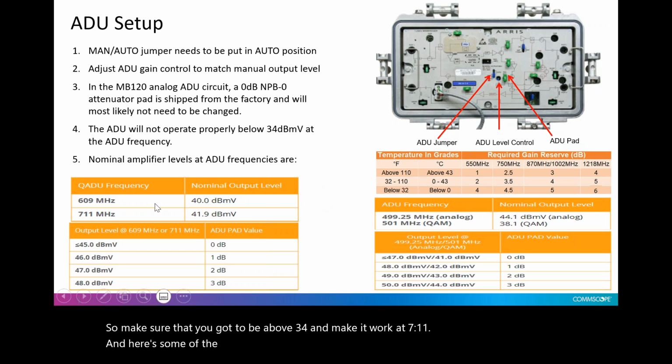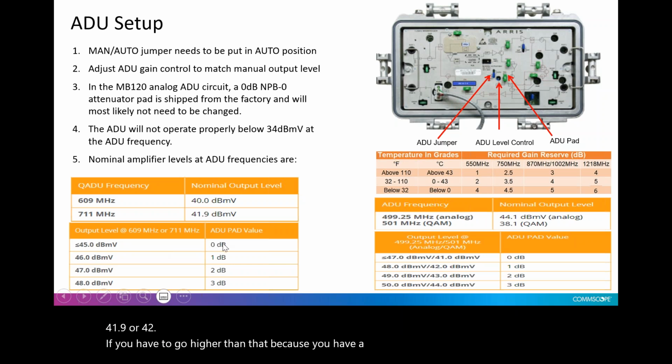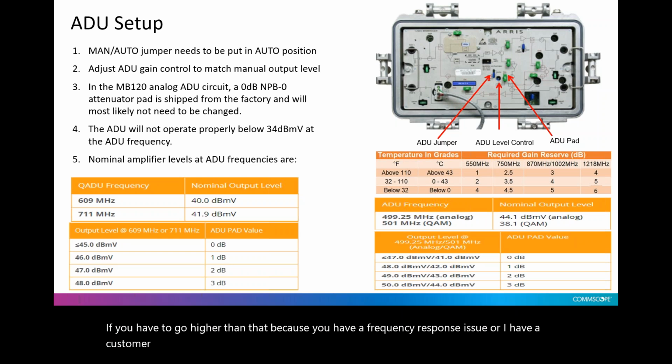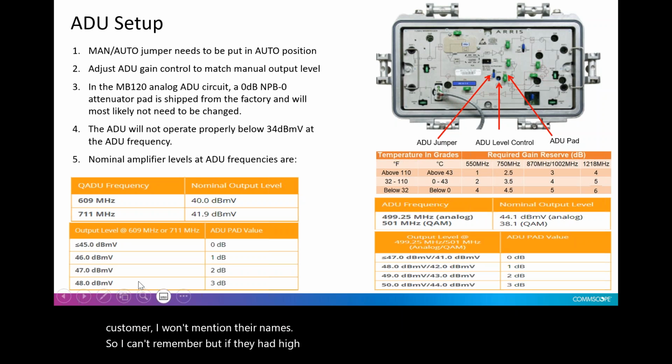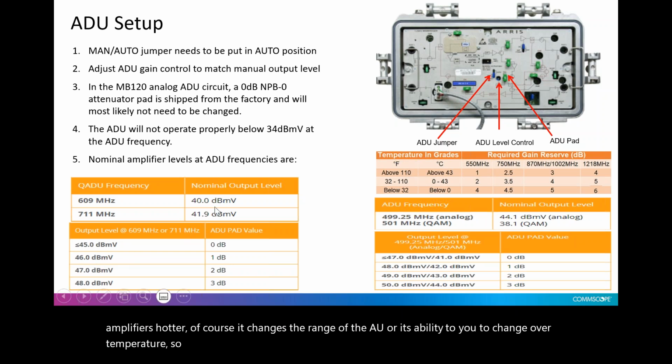And here are some of the nominal levels. For 609, 40, and for 711, it should be roughly about 41.9 or 42. If you have to go higher than that because you have a frequency response issue, or if customers want to run the amplifiers hotter, it changes the range of the ADU, or its ability to change over temperature. So if it was above 45, you can see that's quite a bit of difference. That's a 3 dB difference.